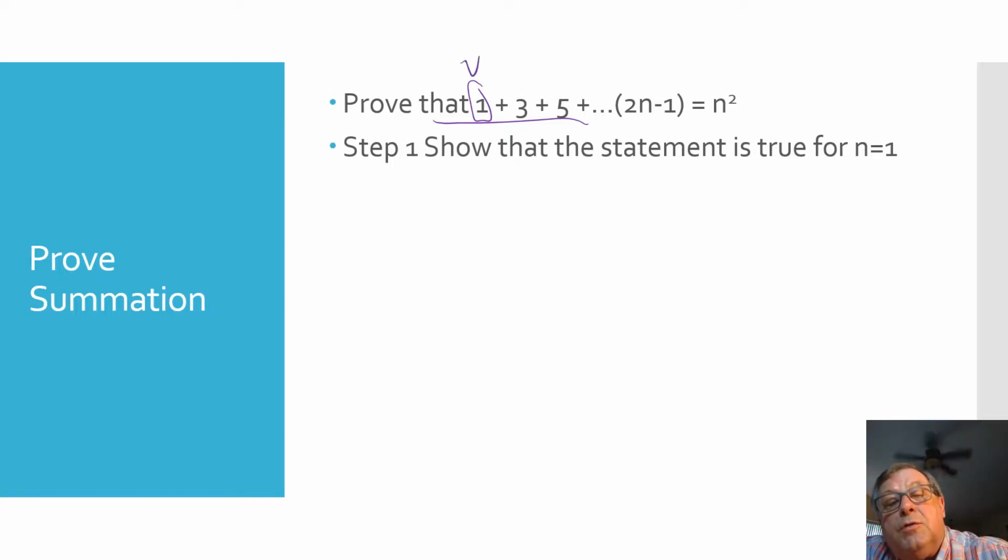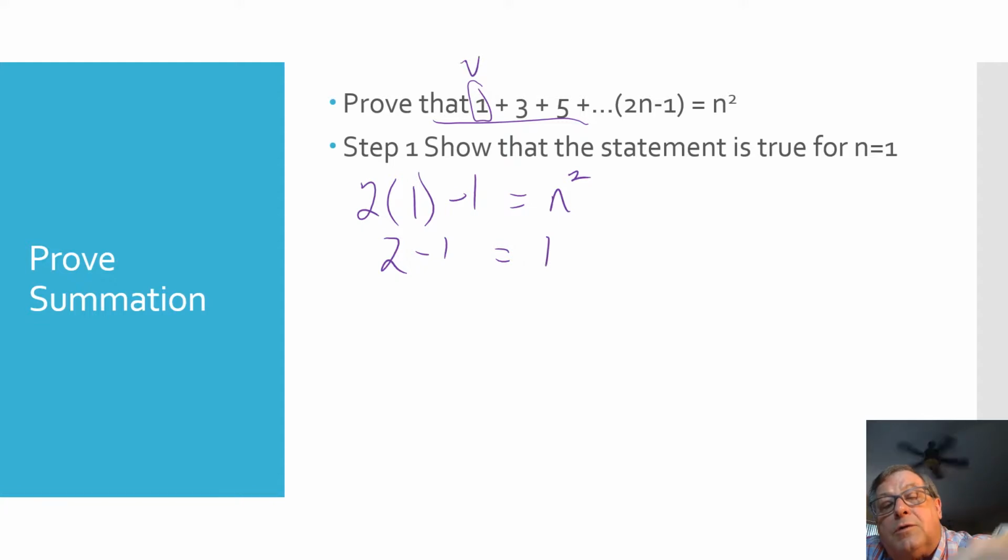So I've got 2 times, I'm going to substitute 1, first number in the series, minus 1 equals n squared. Well, 2 times 1 is 2, minus 1. I should put a 1 squared here, so 1 squared. And so 1 is equal to 1. So we're going to say then that the statement is true.